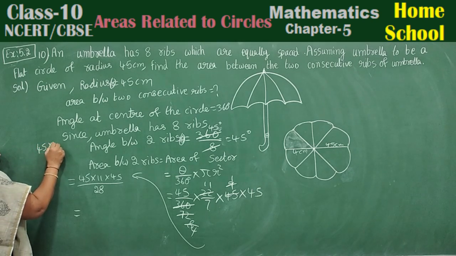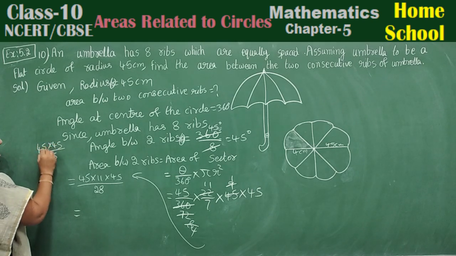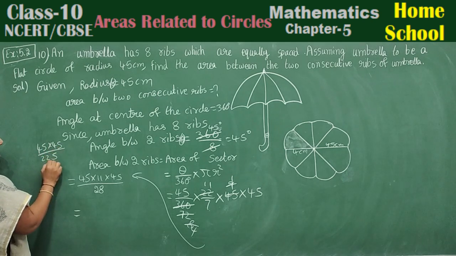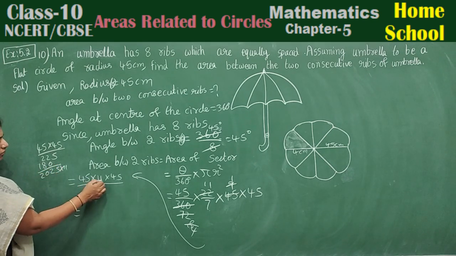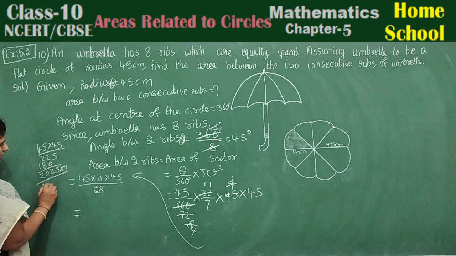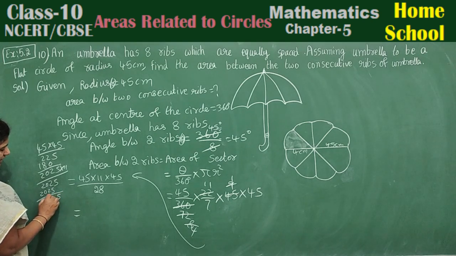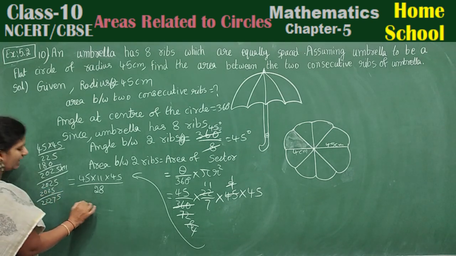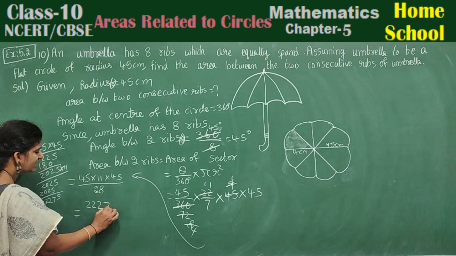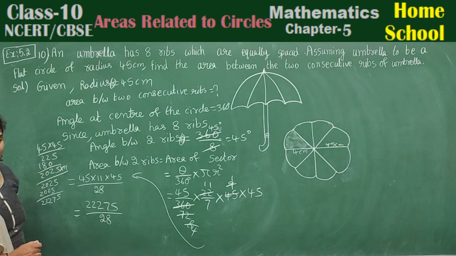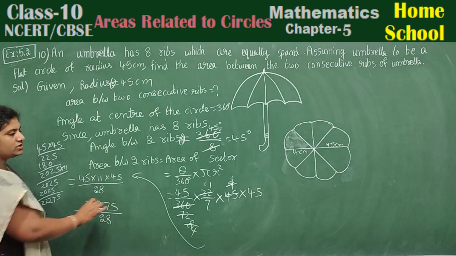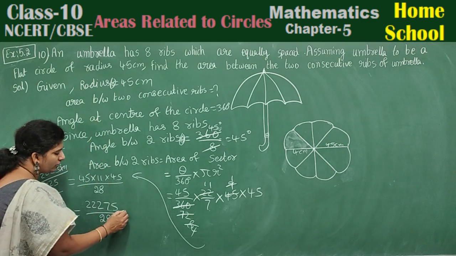45 into 45 is 2025. Into one more number we need to multiply, 11. 2025 into 11 will be 22275 by 28. Further, can you cancel? No, we cannot cancel. So let me stop here and write the unit.